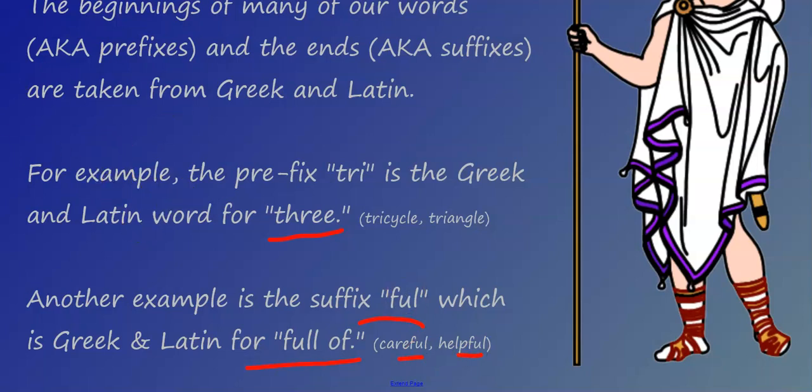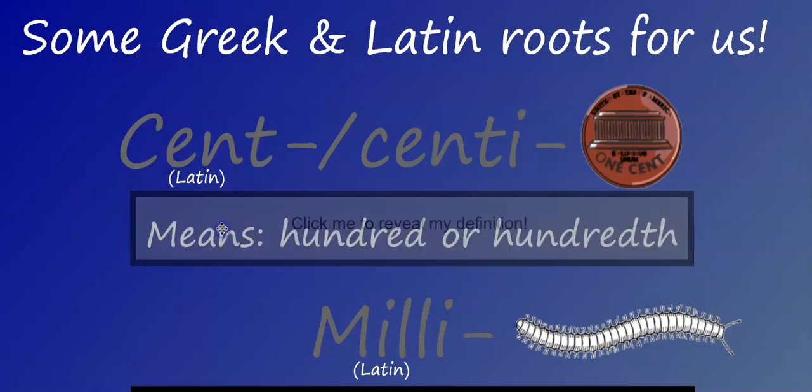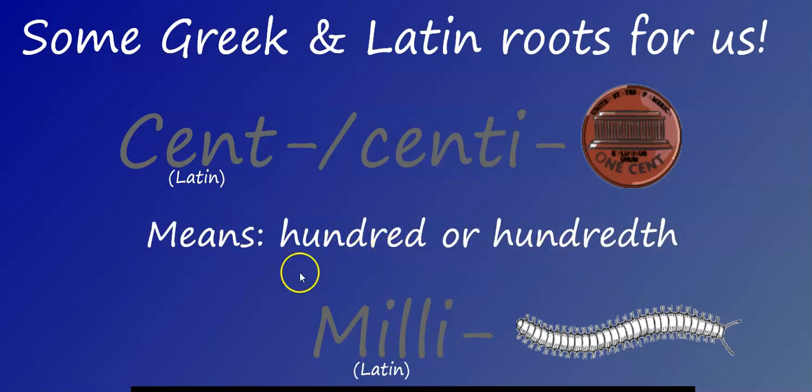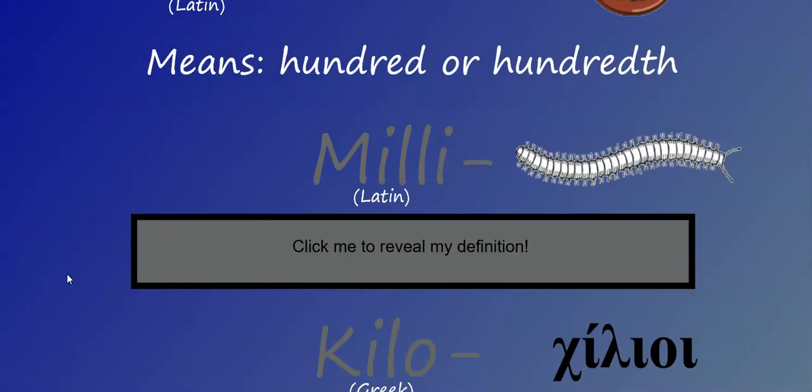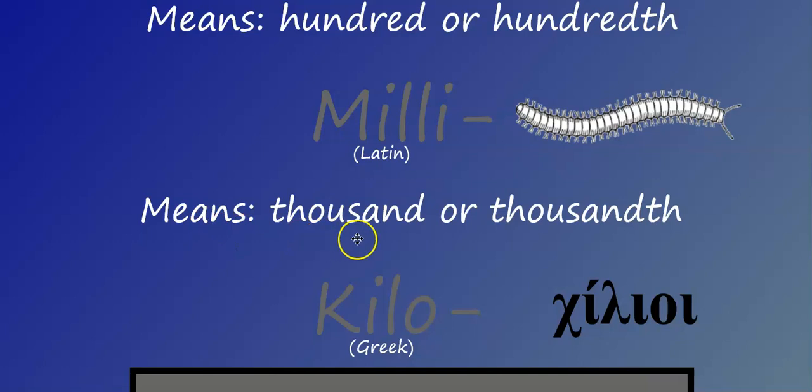So taking into account that we know a little bit of Greek and Latin, here we go, some Greek and Latin roots for us. So think of centa or cent, and that is Latin, and it actually means something. It is a root word, and it means hundred or hundredth. And then milla, for like millimeter, it means thousand. It's really big, okay? So that means thousand.